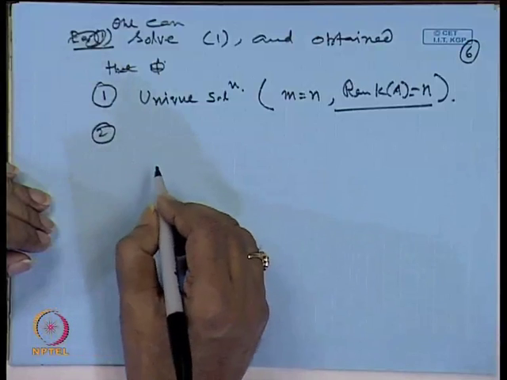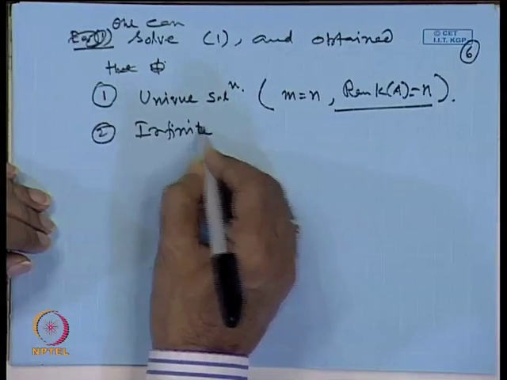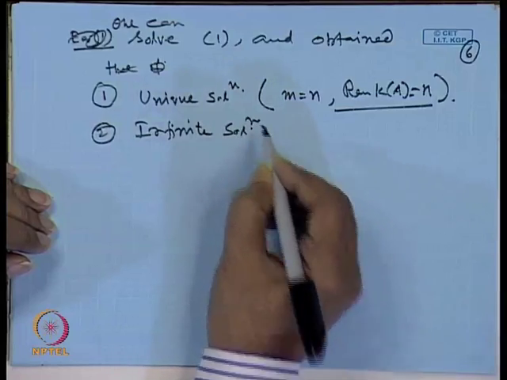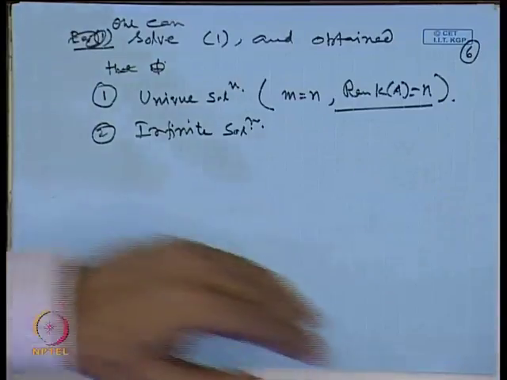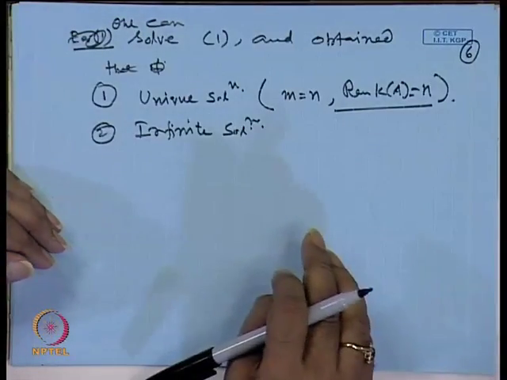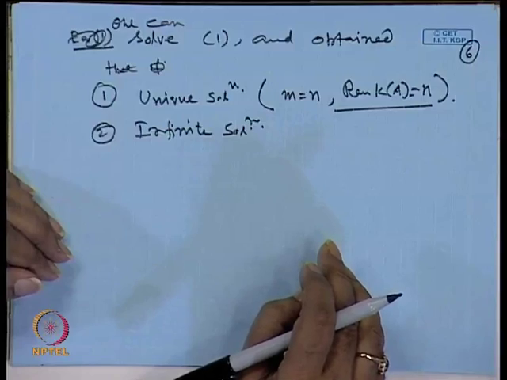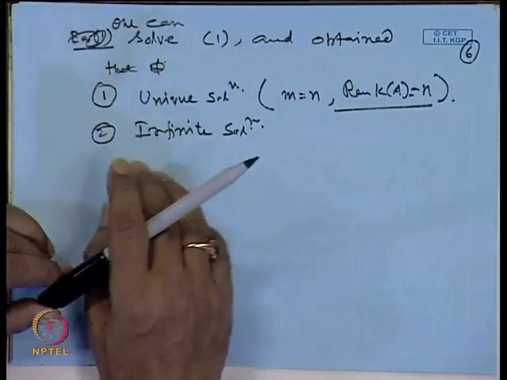And two, you have infinite solutions, many solutions. I told you, you will get infinite solutions when rank of A star is equal to rank of A is equal to r, which is less than small n. That is this condition, many solutions, infinite solutions. Then you have no solution, and then you have an unbounded solution. So there are 4 types of solution that exist, depending on the type of system.